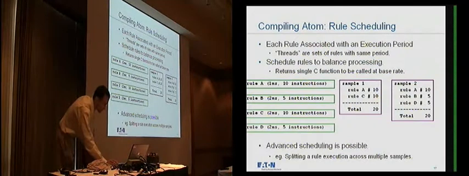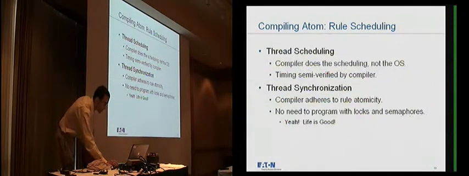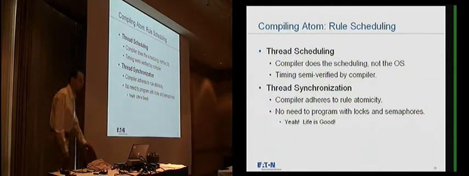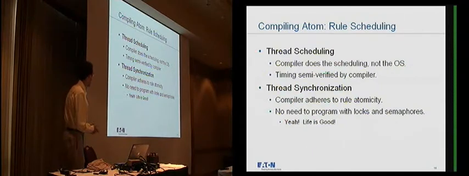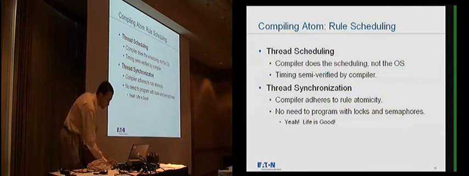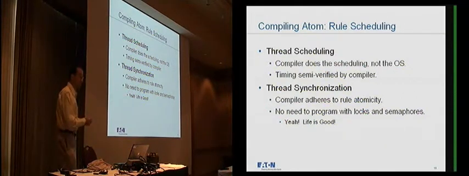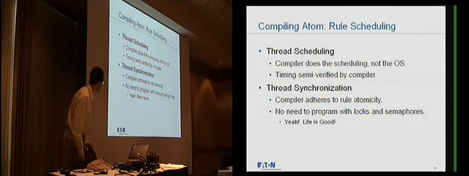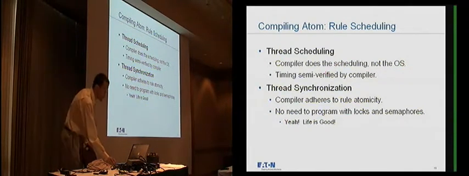There's all sorts of advanced ways we can compile these systems, but I don't have time to get into it right now. So really the point here is we can do scheduling at compile time as opposed to runtime. This allows us to at least semi-verify the timing of our program at compile time as opposed to having to get out on the bench and verify timing. But the real key here is thread synchronization is handled for us. We don't have to mess with locks and semaphores. And the way the compiler does this is it just merely needs to adhere to rule atomicity.